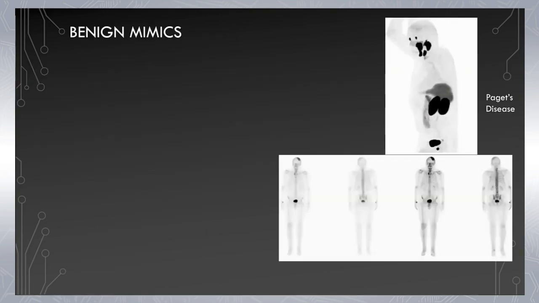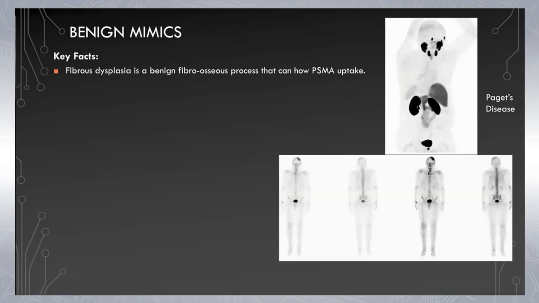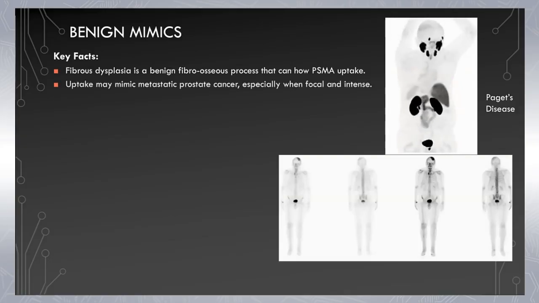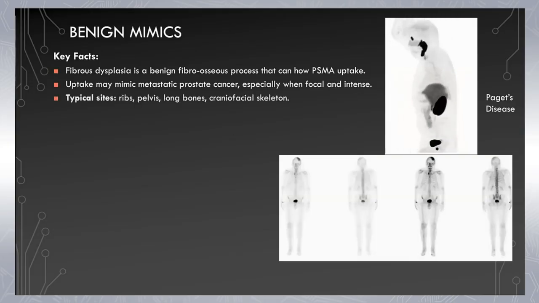So let's talk about benign mimics. Fibrous dysplasia is a fibroosseous process that can show PSMA uptake, and that PSMA uptake may be variable. That uptake could mimic metastatic prostate carcinoma, especially when it's focal and intense. Typical sites of disease include the ribs, the pelvis, long bones, and the craniofacial skeleton.